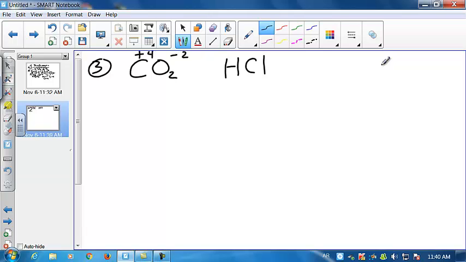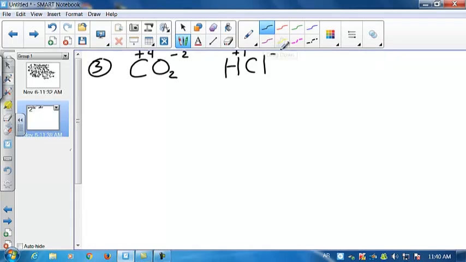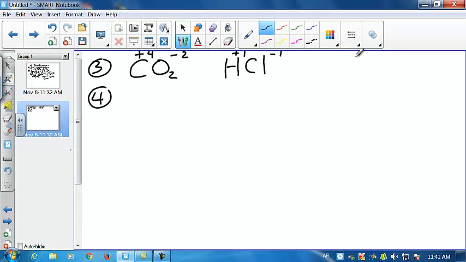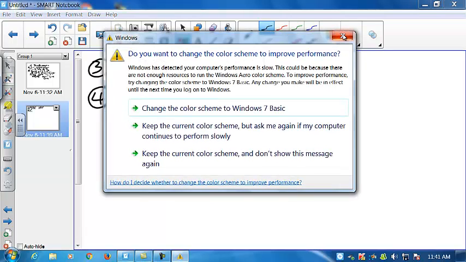Okay, so this will be positive and this will be negative. Hydrogen is group 1, so it will be positive 1. Chlorine is group 17, so it will be negative 1, like this. Number 4: if you add negative 1 and positive 1, it will be 0, because the algebraic sum of the oxidation number of a compound or a molecule equals 0.